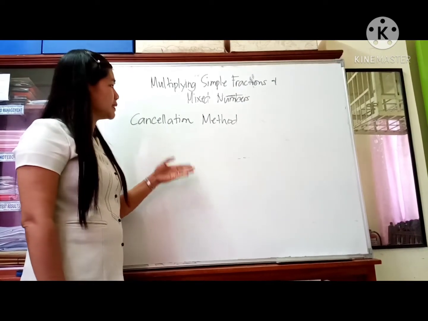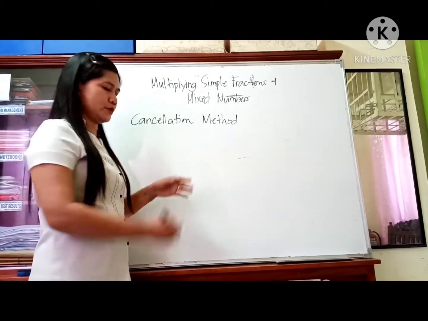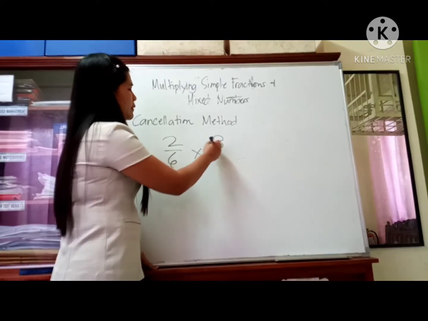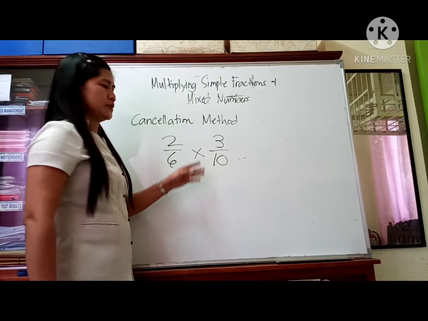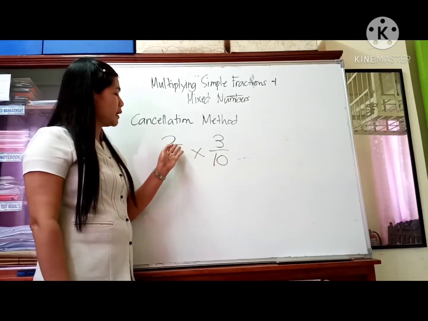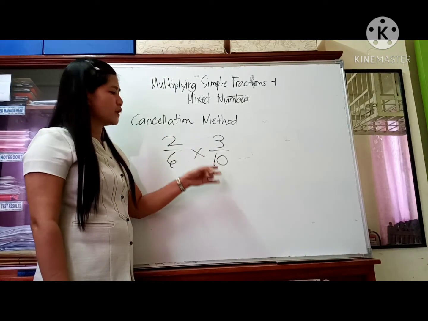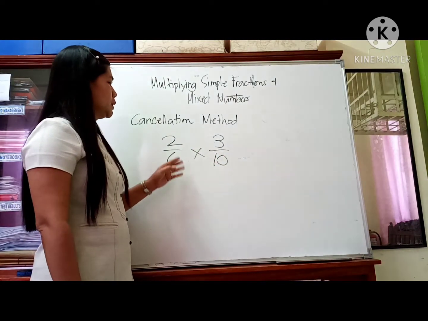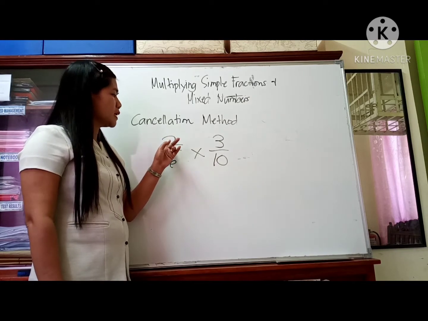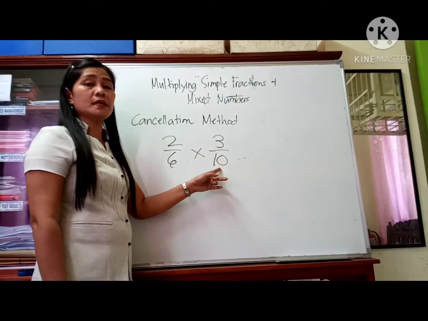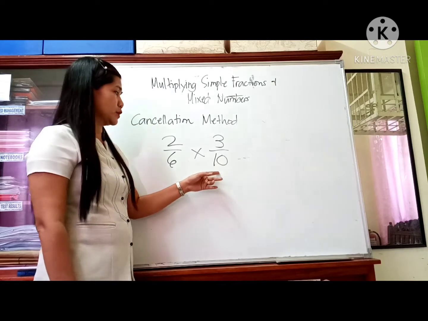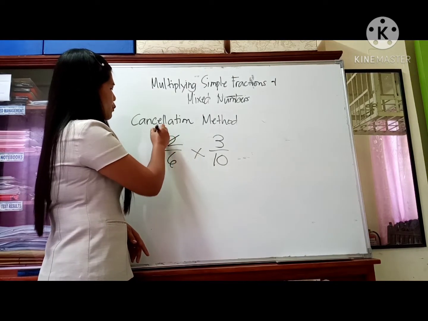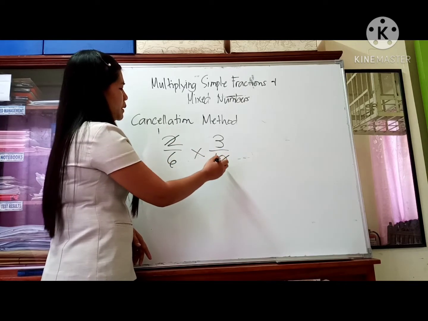Now let's try another example of the cancellation method. So we have 2/6 times 3/10. So first, you are going to compare one numerator to one denominator diagonally, and then the other one. So, as you can see, 2 and 10 can be divided both by 2. So, the greatest common factor of this is 2. So, 2 divided by 2 is 1. 10 divided by 2 is 5.